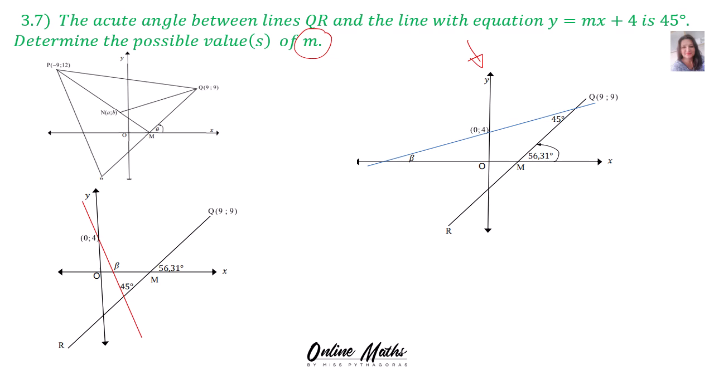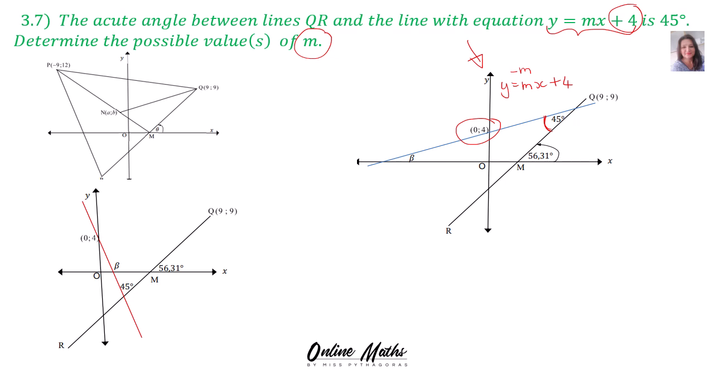There are two scenarios here. We have our line QR, and then there's this new line, y = mx + 4. The plus 4 is the c value, the y-intercept. So can you see, I drew in my own new line, this blue line. My blue line and QR meet and have an angle of 45 degrees between them. So this blue line is the line y = positive mx + 4.